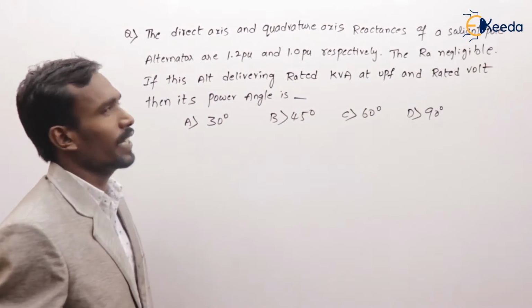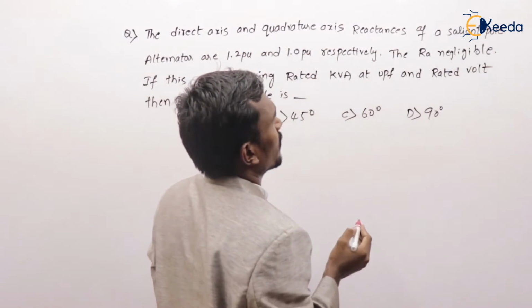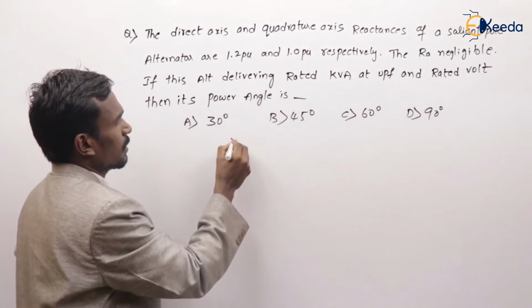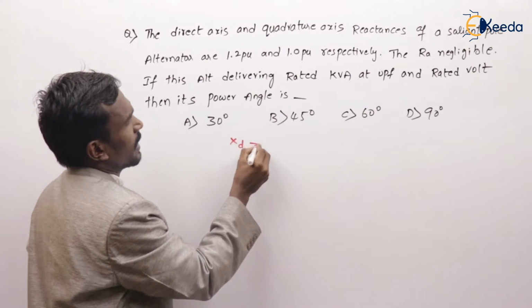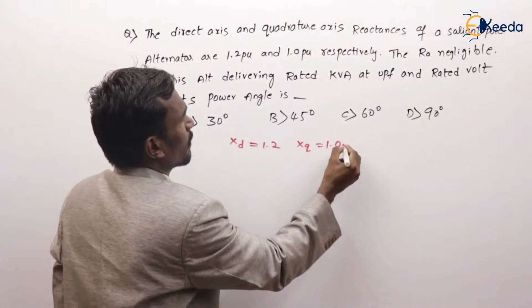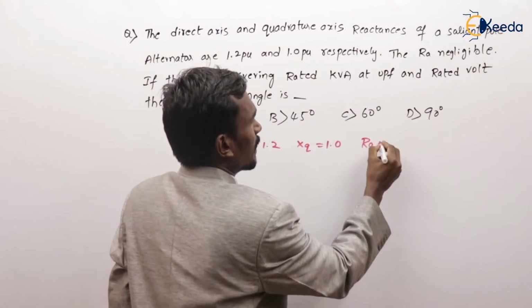Next question, see here. The direct axis and quadrature axis reactances of a salient pole alternator, they gave XD direct axis 1.2, XQ 1.0 per unit respectively, and RA neglected.